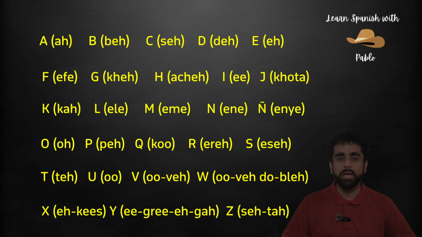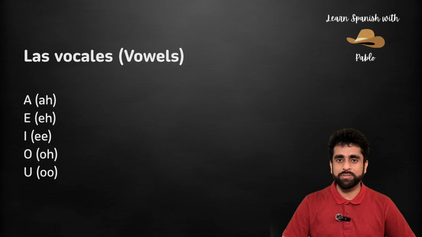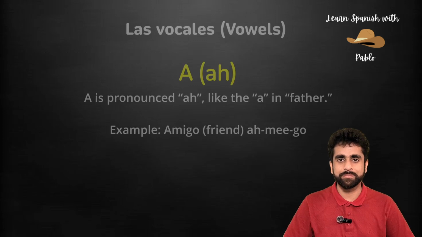Z. Muy bien. Now let's focus on Spanish vowels. In Spanish, vowels have consistent sounds. Each vowel is pronounced the same way no matter where it appears in a word, unlike in English where one vowel can have multiple sounds. Let's see them one by one.